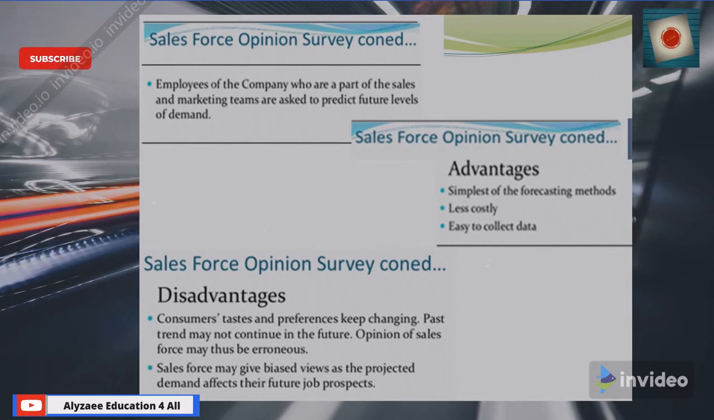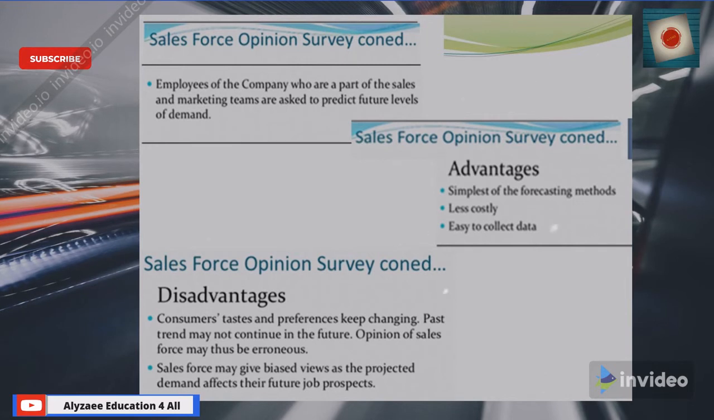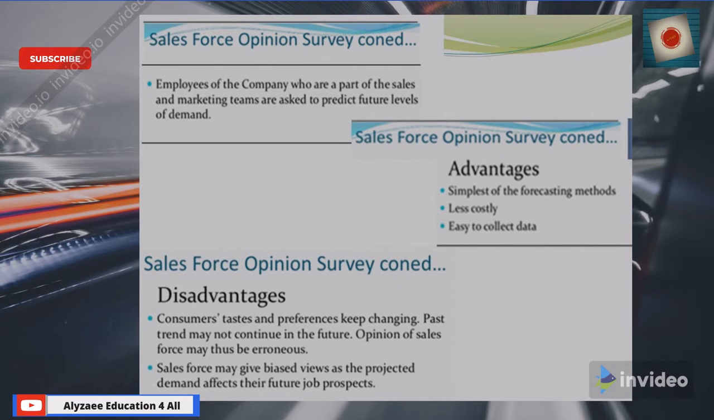With this, we come to an end of this lecture, and in the next lecture, we will be discussing advantages and disadvantages of the consumer end-use survey, the quantitative techniques in detail, their trends, barometric forecasting, econometric techniques, and other techniques as well. So keep sticking to these lectures, and I hope you will understand the basics of managerial economics.